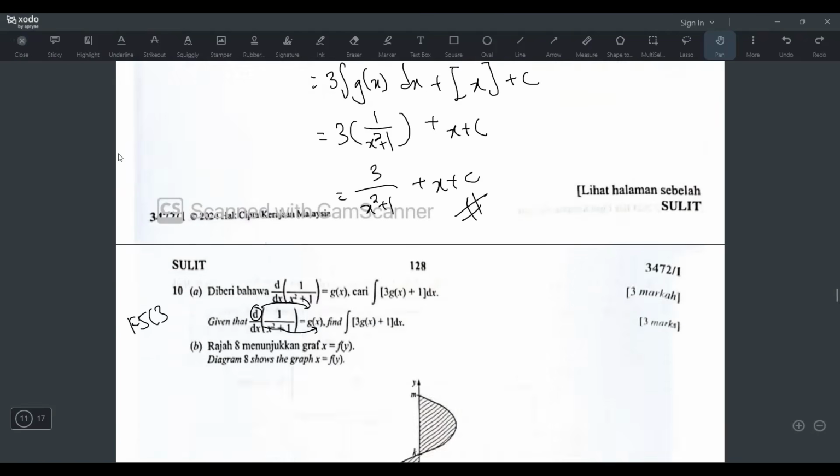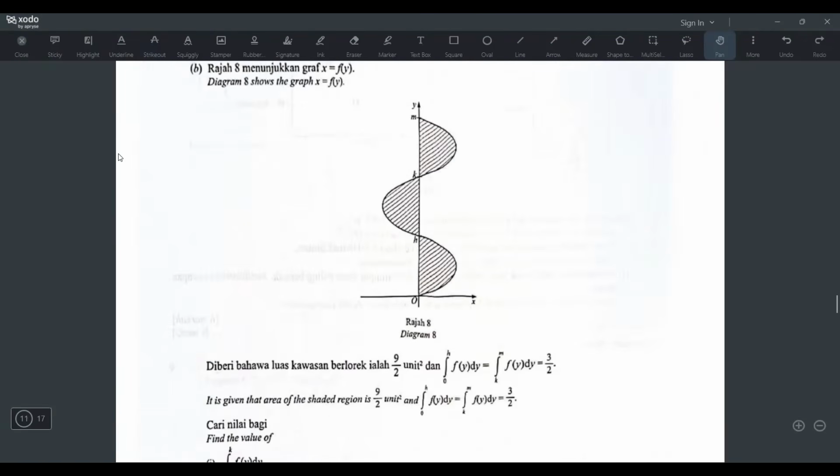Okay, so that's all. Let's do B. Diagram 8 shows the graph x equals f(y). Let's label this. So this curve is actually x equals f(y). That's the equation of the graph. It is given that the area of the shaded region is 9/2 units squared.